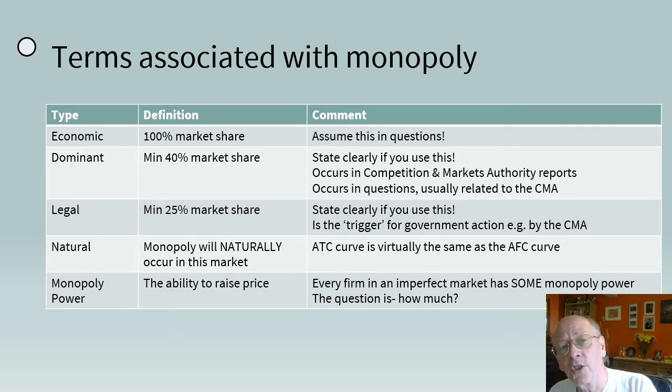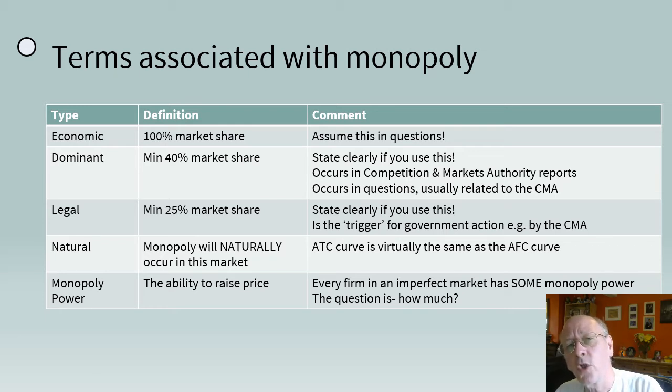More common in questions is a legal monopoly. For a firm to have a legal monopoly, it must have at least 25% market share. For example, Tesco and British Gas both have just over a quarter market share in their respective markets, so they are legal monopolies. Why legal? Well, it's that point at which the competition authorities might start to get concerned. It's a trigger for action, for example, by the Competition and Markets Authority. We look at a natural monopoly later on in this video. So a natural monopoly, as the name implies, is one where monopoly is the natural outcome in this market.